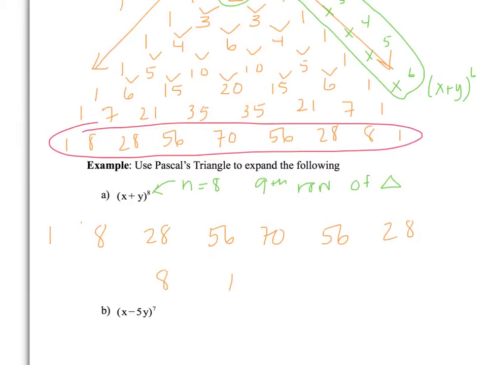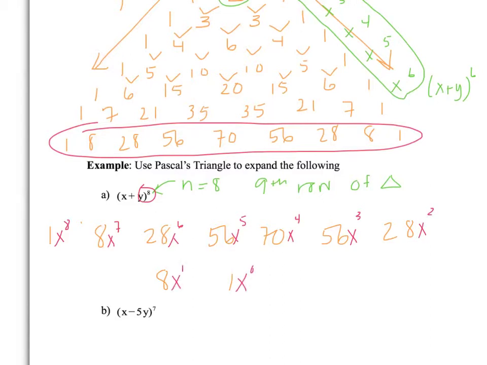Those are my coefficients, and then I just need to fill in my variables. So remember, I'm in the 8th term, so my x value is going to start with an n, with the same n. So this will be x to the 8th, x to the 7th, x to the 6th, x to the 5th, x to the 4th, x to the 3rd, x squared, x to the 1, and x to the 0.